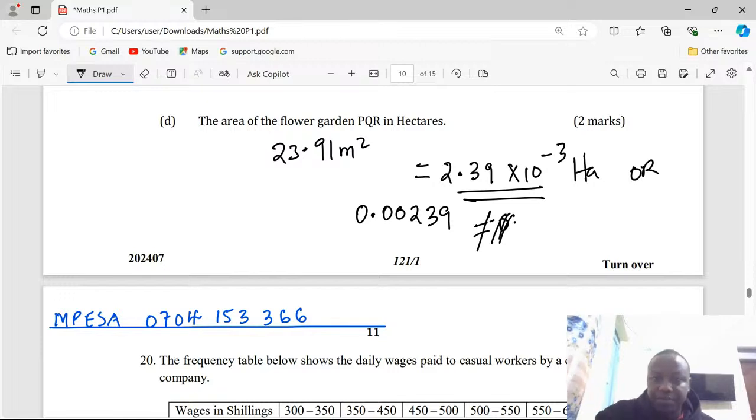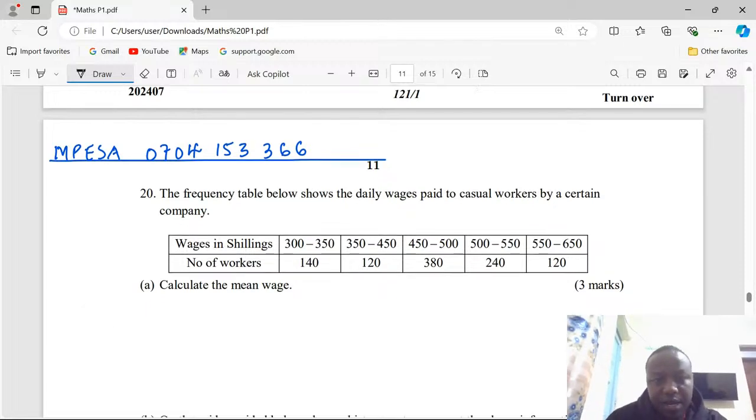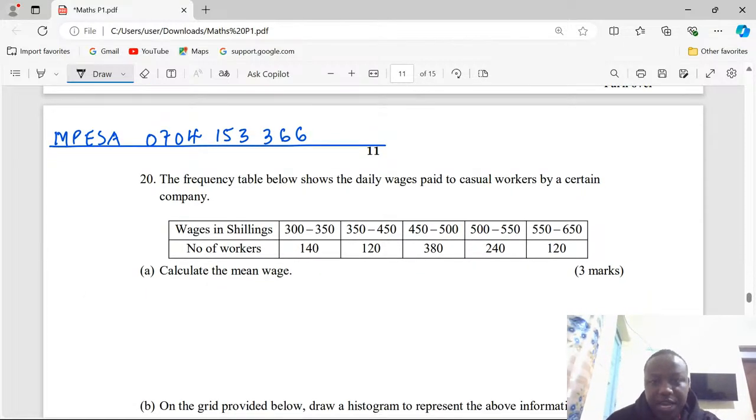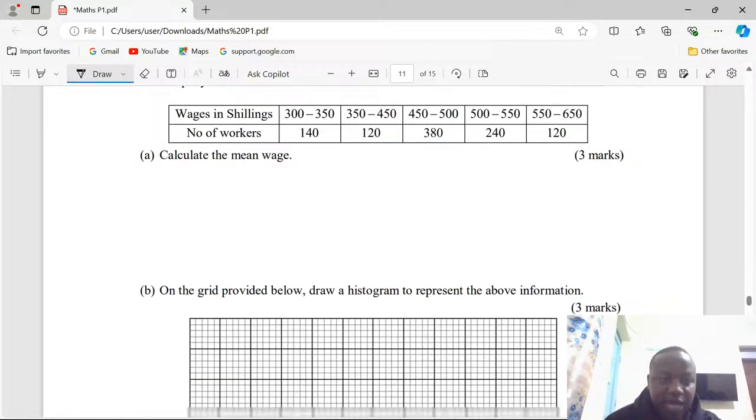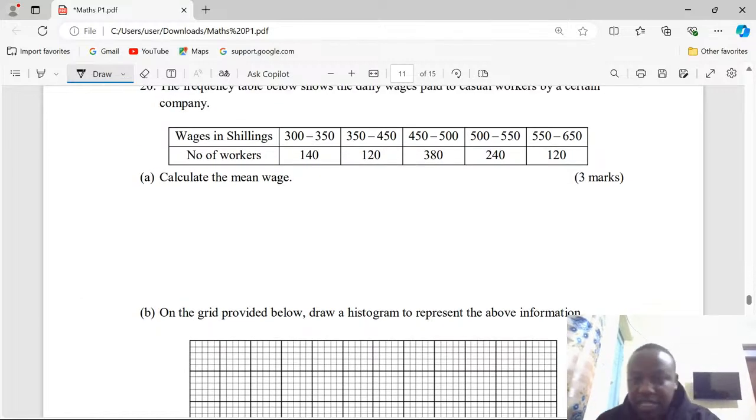Now we continue. Number 20, we can end there, or even in the next question, at least we will have done the first five questions. The frequency table below shows the daily wages paid to casual workers by a certain company. So the wages are in classes, as you can see. Calculate the mean wage.